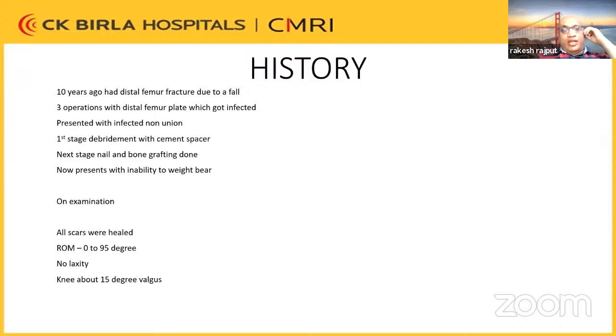And then we had to come back and do, I used to do a lot of nails during those times, and even now I still do nails for distal femurs. So I did a nail and then bone grafted. And luckily, even though there was a huge defect in the femur, the nail migrated laterally, but we managed to heal her. And she was fine for the last 10 years. But she has now presented with severe pain on this side, mild pain on the other side, almost unable to walk on this side. Still has good range of movement, 0 to 95.